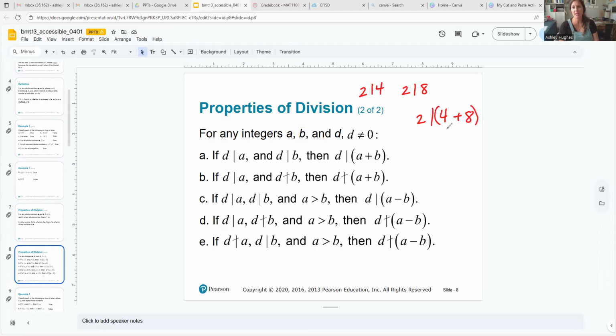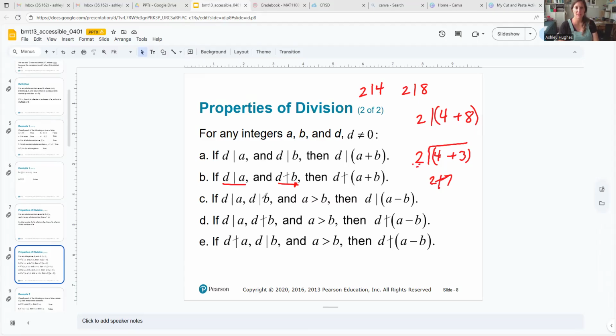Yes, because of the property of division, I could actually separate those. So I could say 4 divided by 2 and 8 divided by 2 and add them together. But if I have this situation where it doesn't go into one of the terms, it's not going to go into both of them. So if I had 4 plus 3, this is not going to be divisible by 2 because 2 goes into 4, but 2 does not go into 3. And so 2 does not go into 7.